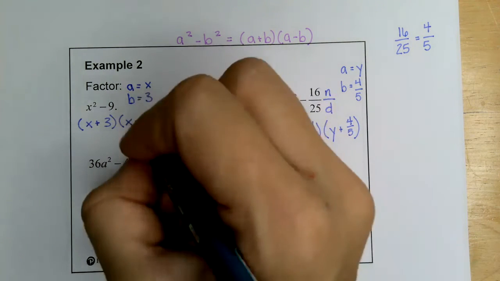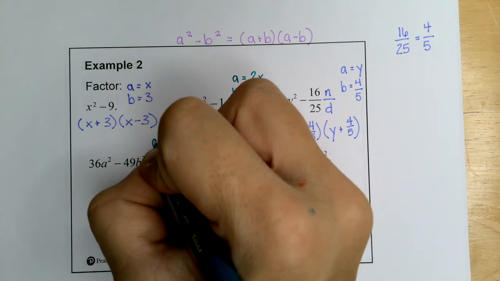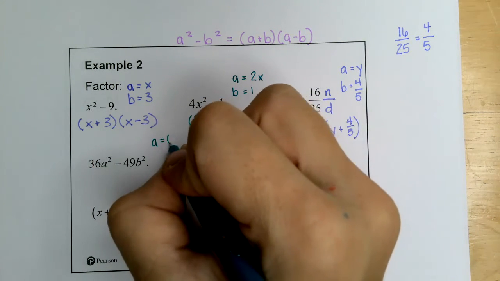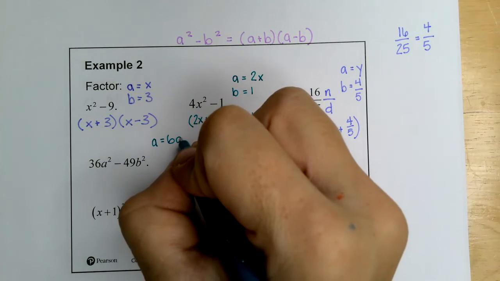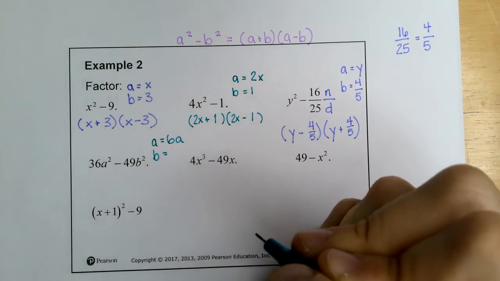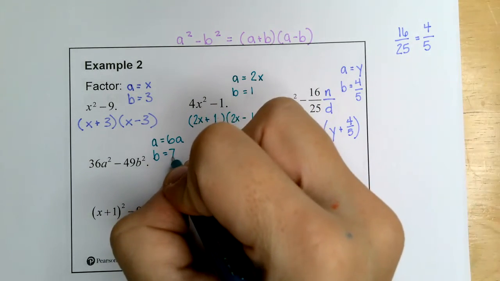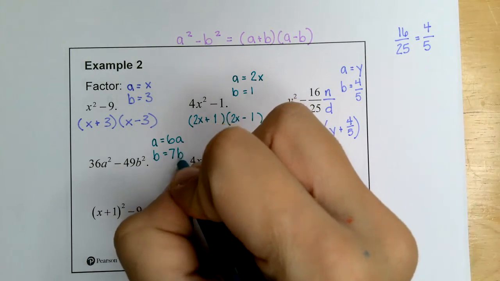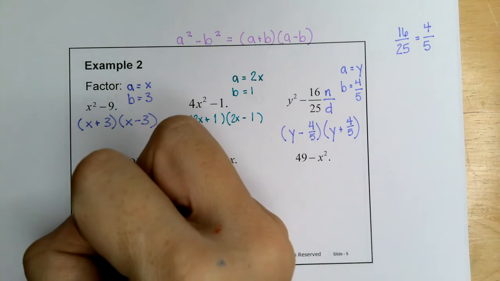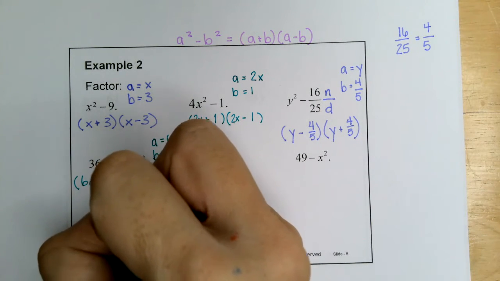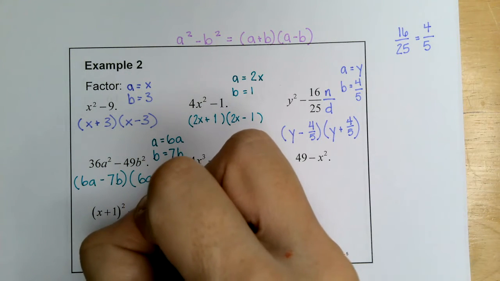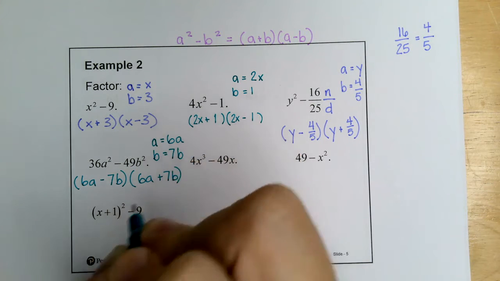Here we have 36a squared. The square root of 36 is 6. The square root of a squared is a. B, we have 49b squared. The square root of 49 is 7. The square root of b squared is b. So I have 6a minus 7b times 6a plus 7b.